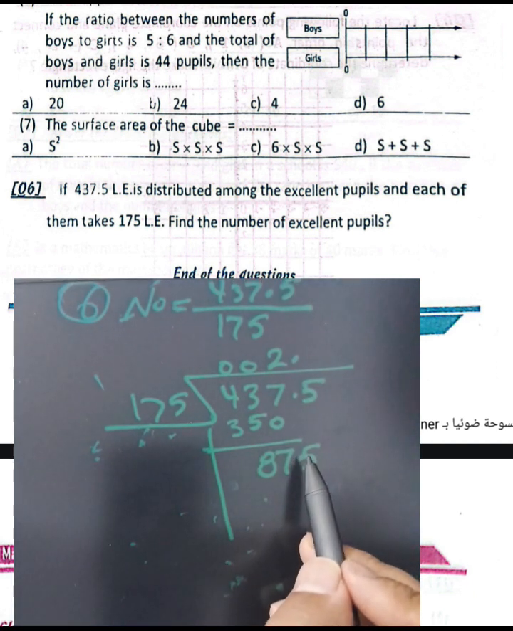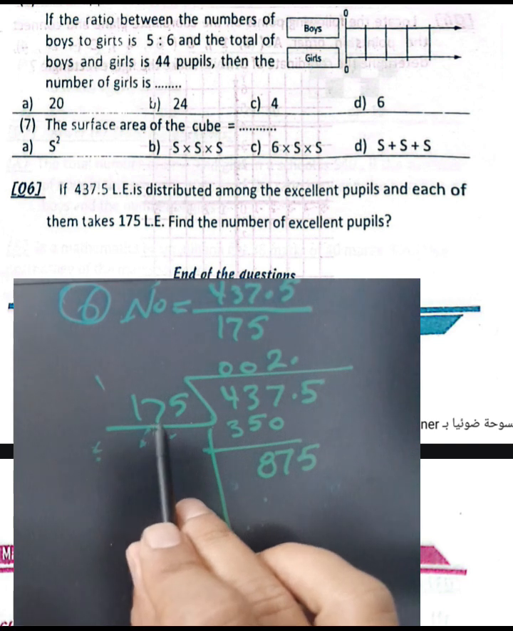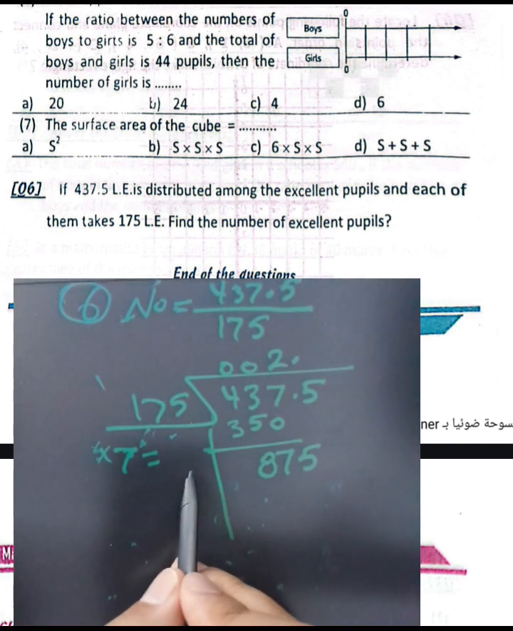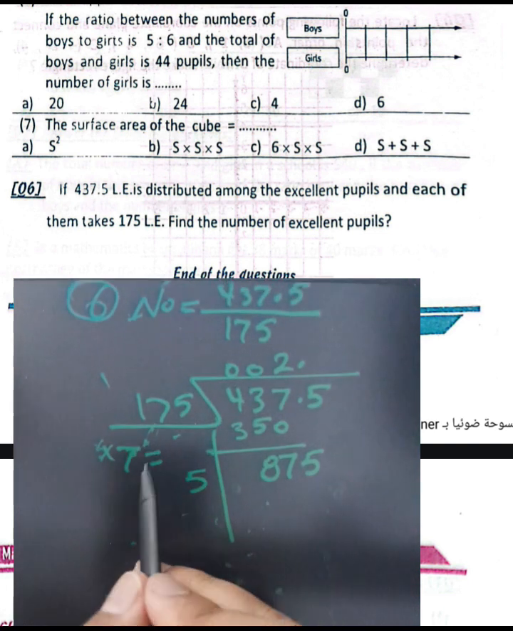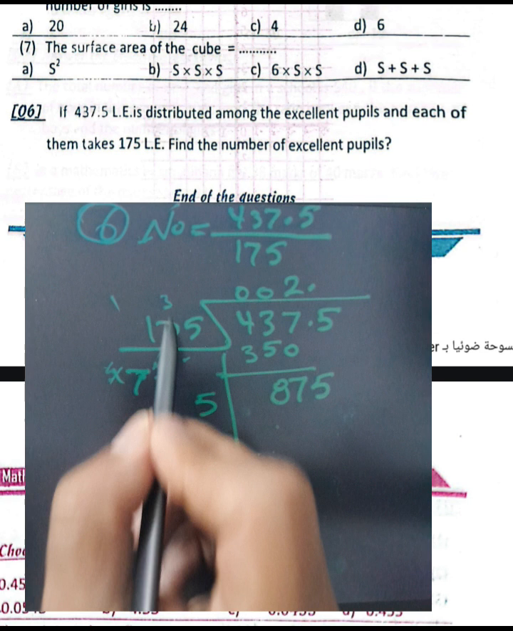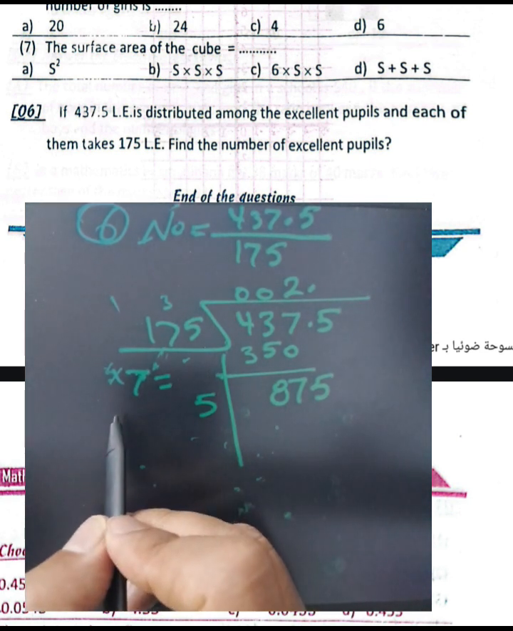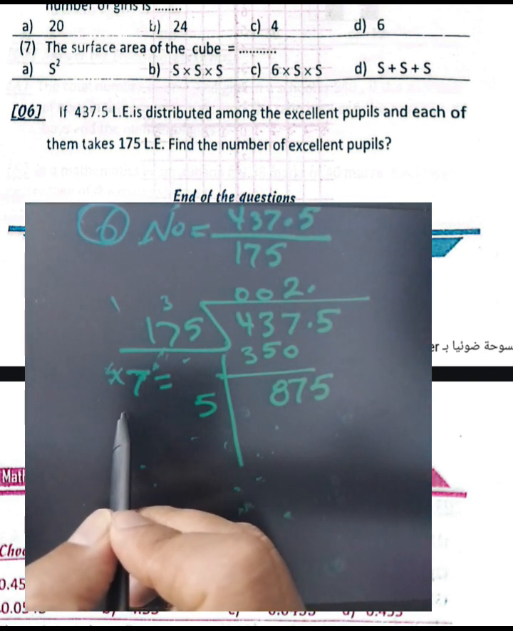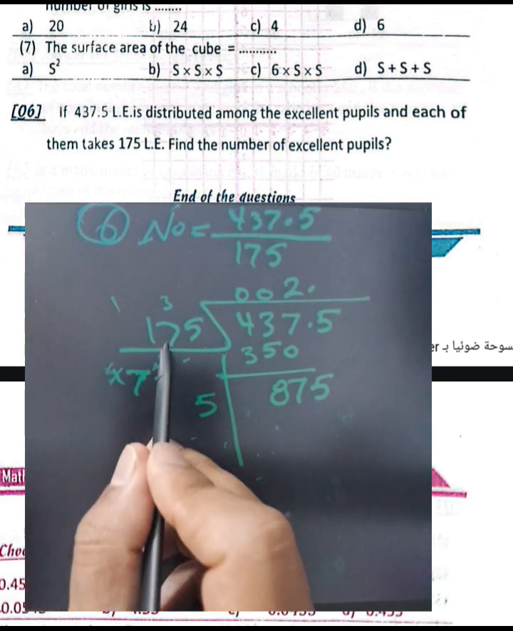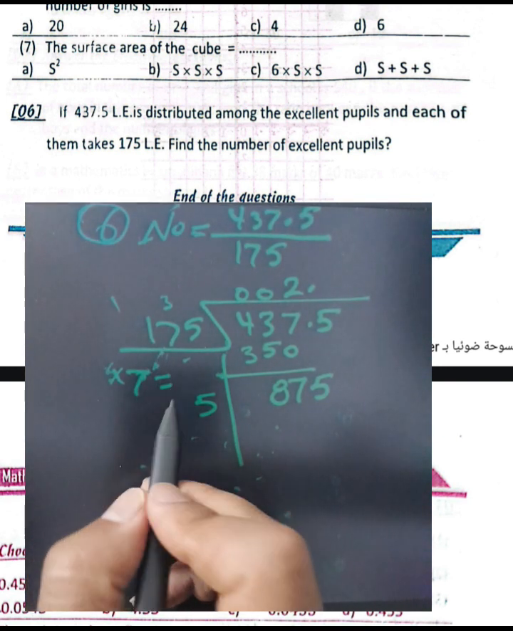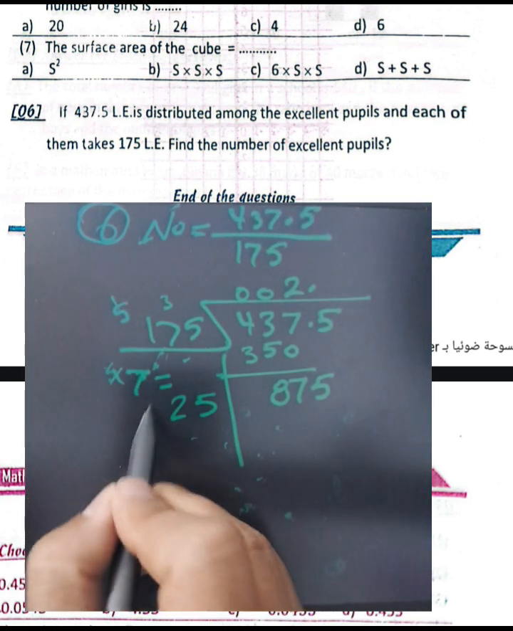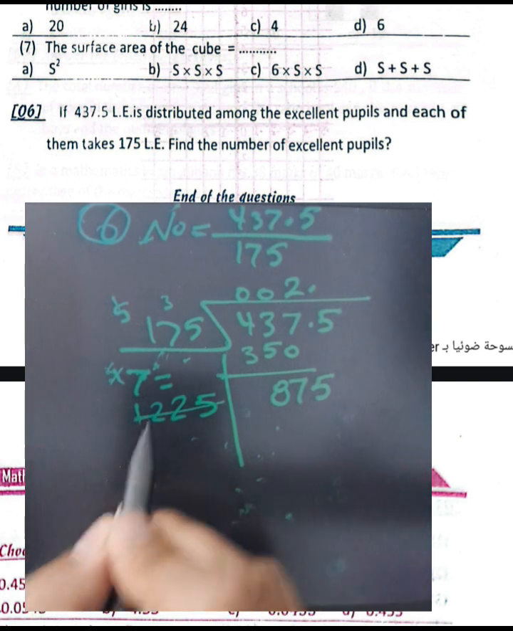875. Multiplied by what? This number multiplied by 7. 5 times 7 equals 35. Write 5 and carry 3. 7 times 7, 49, plus 3 equals 52. Write 2 and carry 5. 1 times 7 equals 7, 7 plus 5 equals 12. It's greater, so multiply by 5.